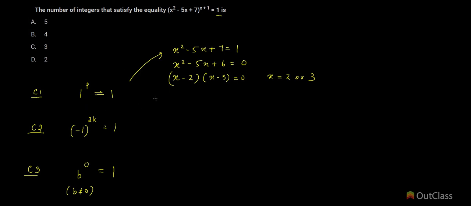Case 2, x² − 5x + 7 should be −1 and x + 1 should be an even integer. If these two conditions are simultaneously satisfied, that's case 2. But this gives you x² − 5x + 8 = 0. This does not have any real solutions. If you take the discriminant, you will see that it is less than 0.